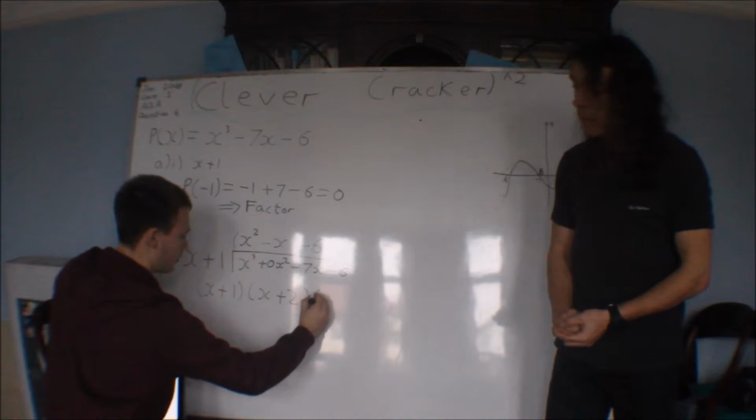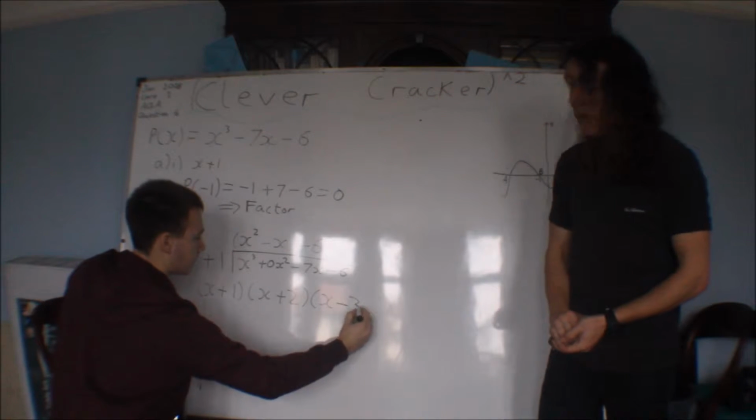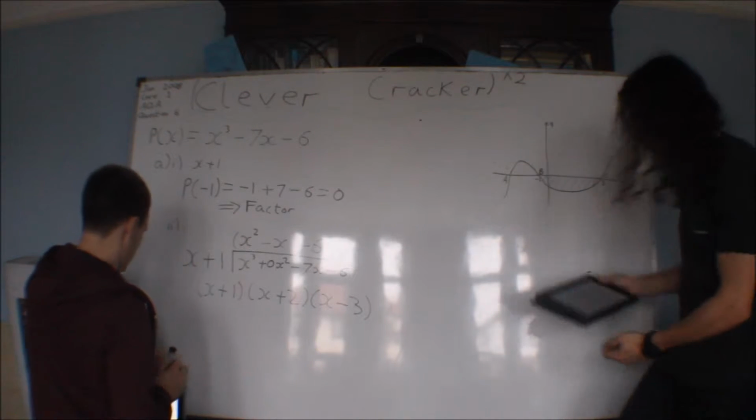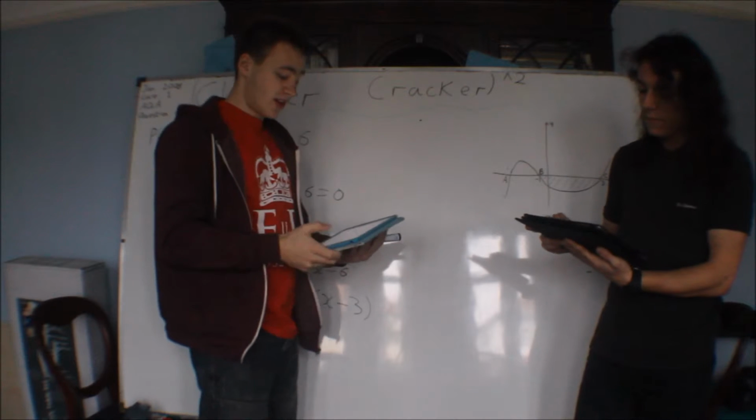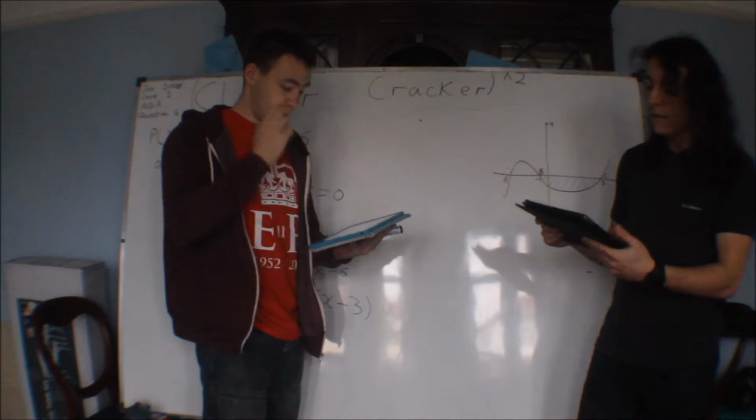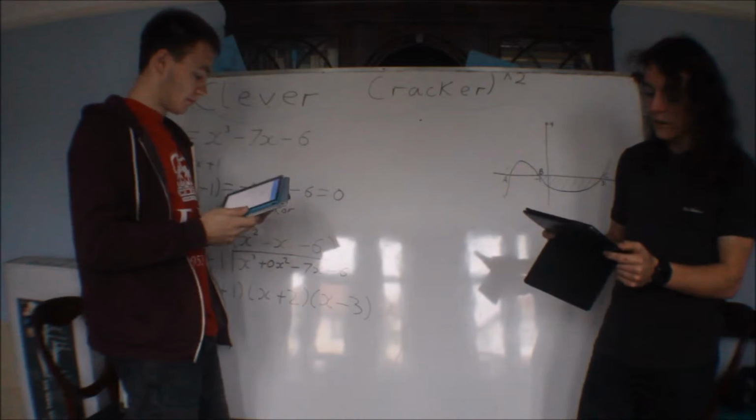Plus 2 and x minus 3. Yep, and there are 3 linear factors. Sorted. So that's part A, and that's already been 5 marks, but part B is a hefty thing, which is fairly common in a Core 1 paper. It is, near the end. Polynomials and integration are often linked like this.